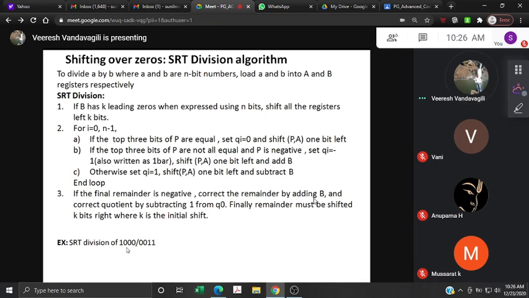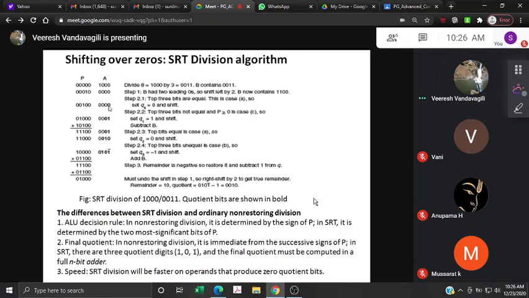The SRT division of 8 by 3. We'll understand this algorithm by taking an example. Here is an example, 8 by 3. This is the A register, and this is the product register called P. Initially B is 0011. In step 1, B has two leading zeros, so you have to shift B and P comma A registers by that many times.